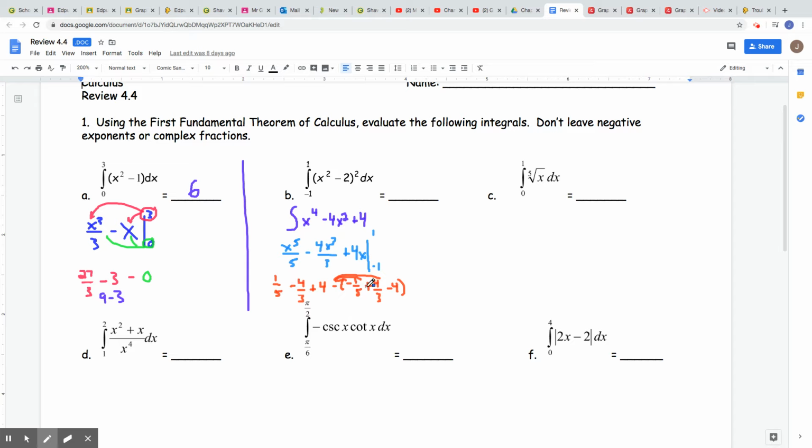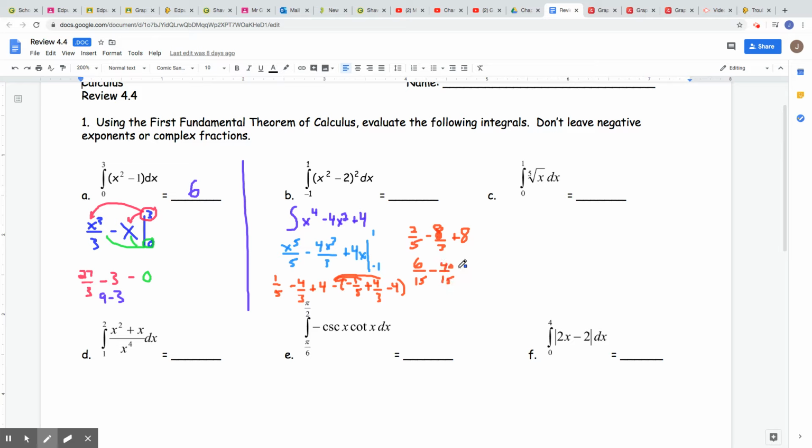So 1/5 and negative 1/5 is really 2/5 because we change that to a positive. This positive is going to go into negative, which is negative 8/3. Negative 8/3. And then 4 plus 4 is 8. All right, so then we do 2/5 minus 8/3 plus 8. Let's make a common denominator of 15. So that's going to be 3 times 2 is 6.